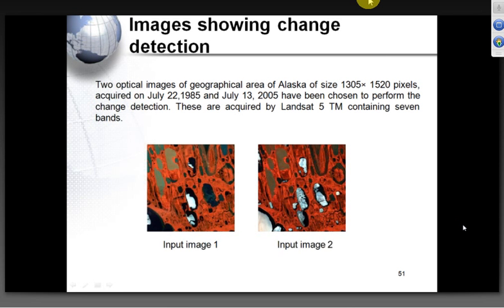So the images showing here, we are taking as an example for showing the change detection. These two images are of the geographical area of Alaska. The first image is a satellite image acquired on 22nd July 1985, and the second image is acquired on July 13, 2005. So these two data sets are taken for showing the change detection.